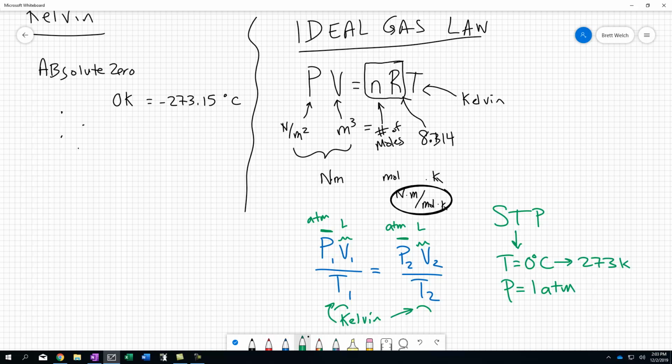And so when we talk about STP, it just gives you a locked-in temperature and pressure. Notice it does not lock in the volume. That depends on how much gas you have. The more gas you have, the bigger the volume in order to hold a 1 atm pressure.